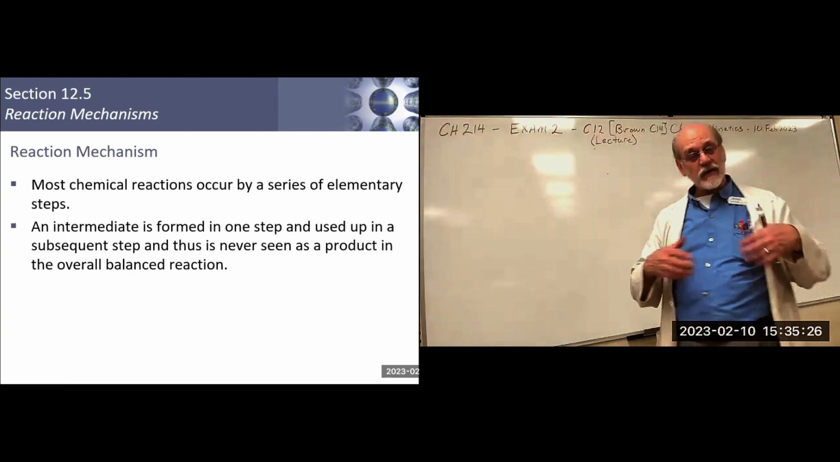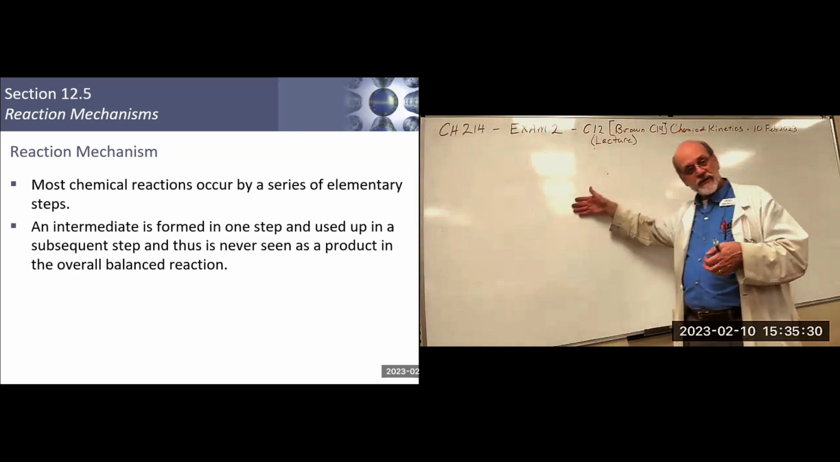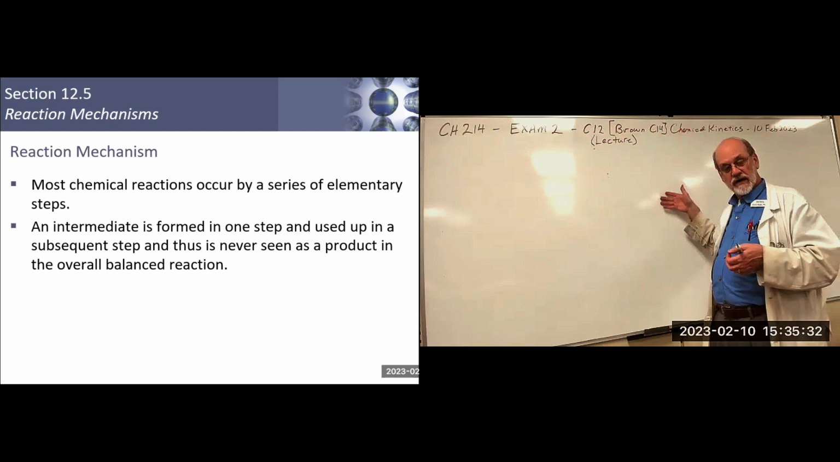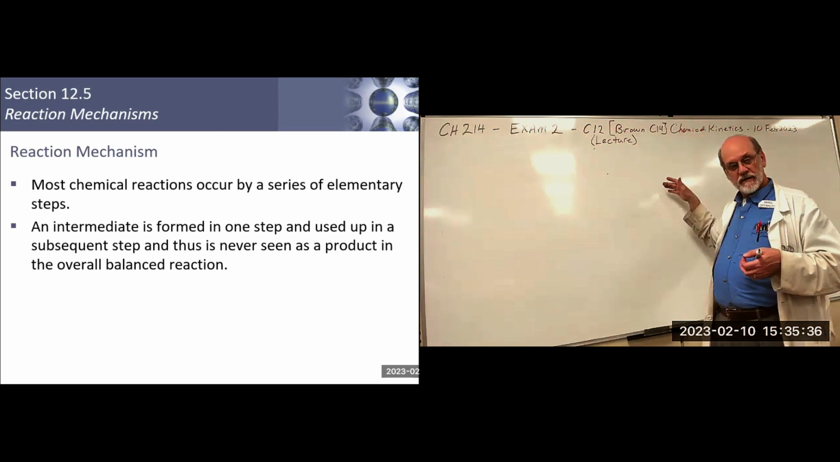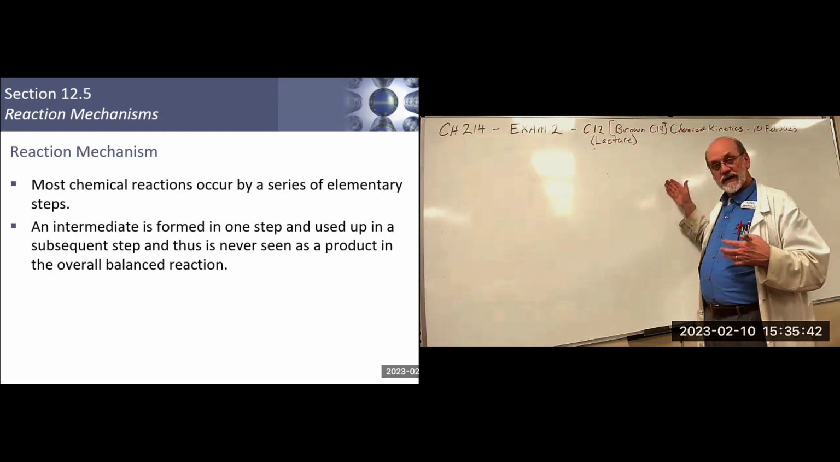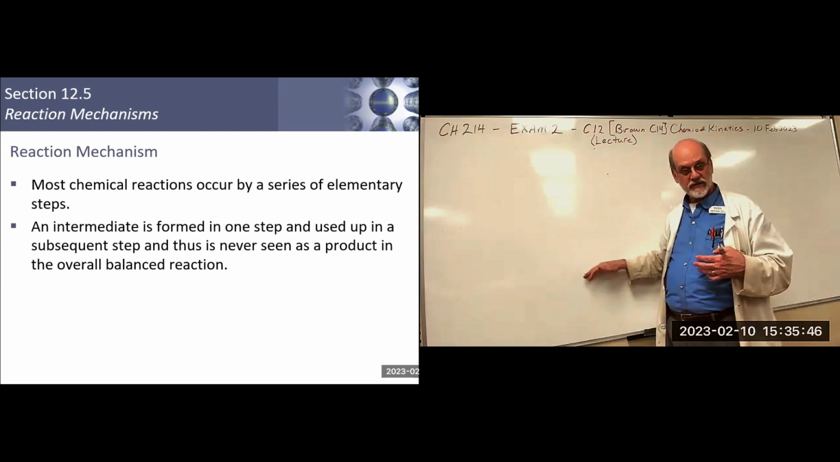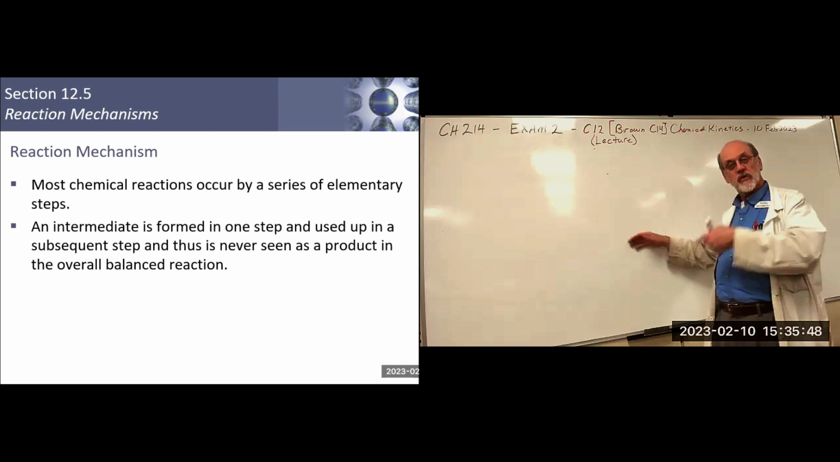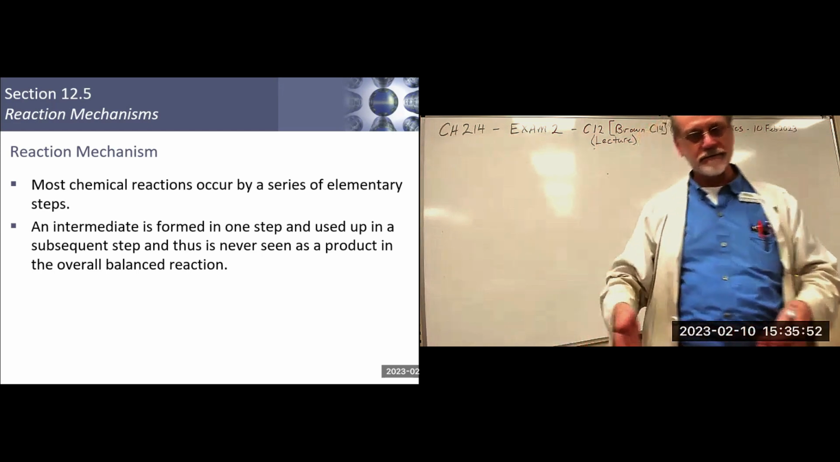And these steps may produce intermediate products. And you don't see them as final products in the overall reaction. So what that means is those intermediate products must be consumed in a subsequent reaction so that they don't show up in the final, in the overall reaction.